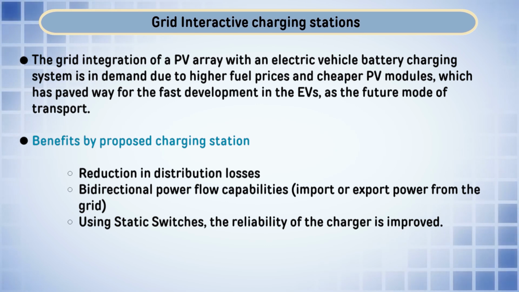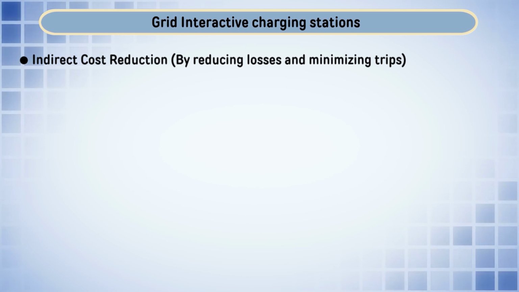So, as there is high demand for vehicles, the fuel prices have increased. On the other side, with continuous use of renewable energy sources, the cost of these modules is decreasing day by day, and it is still decreasing, which has paved the way for the fast development of renewable-based charging stations, and we can use these EVs as a future mode of transport. So, we have indirect cost reduction.